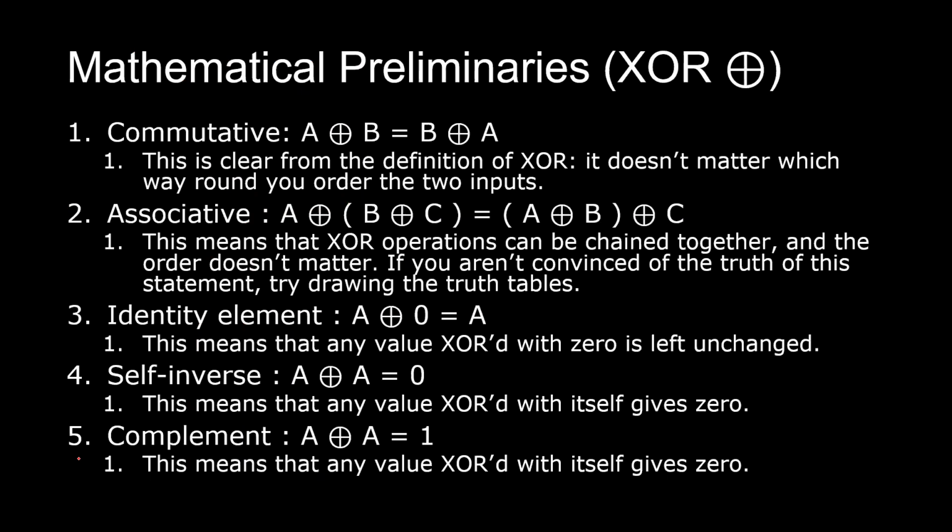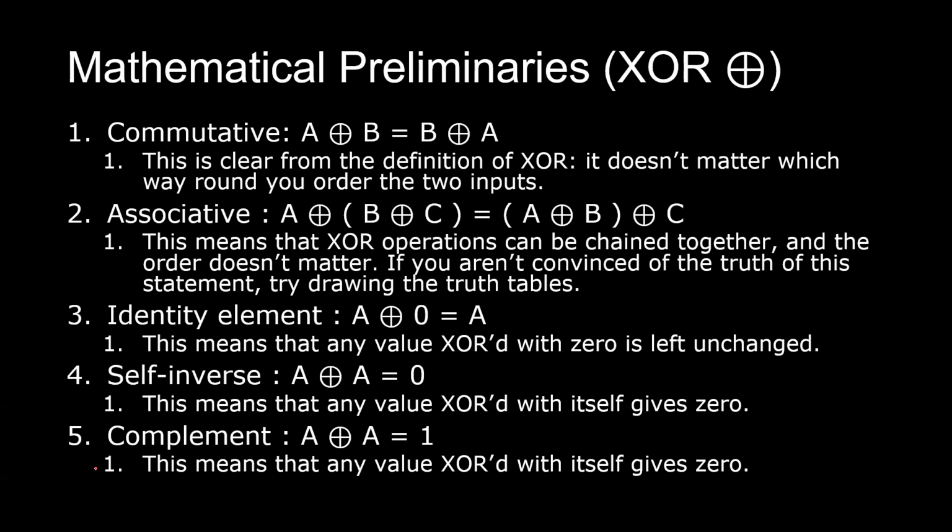So going on to our third preliminary identity, A XOR 0 equals A. The way that we can explain this one is, let's say that A is 1. So 1 XOR 0 has to be 1. If A is 0, then 0 XOR 0 is 0. So in the end, A XOR 0 is A.